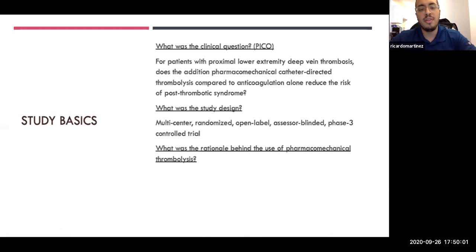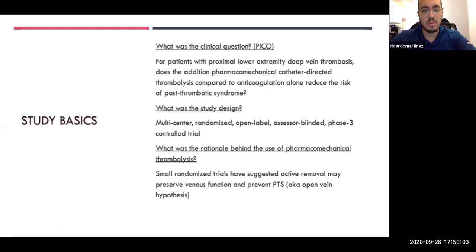The rationale behind using pharmacomechanical thrombolysis is the open vein hypothesis, where there have been a lot of randomized trials that have suggested that opening up the vein and taking the thrombus out can decrease venous hypertension and reflux of blood into the distal part of the vein, and can decrease the possible symptoms associated with PTS.